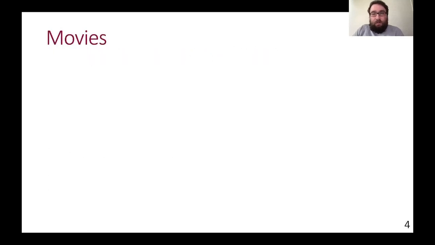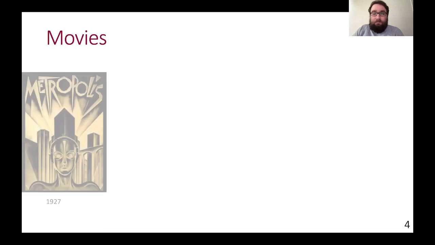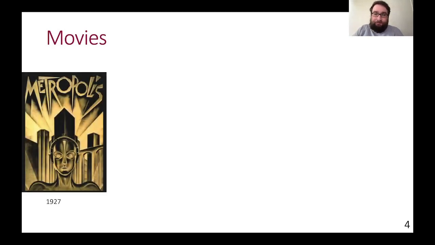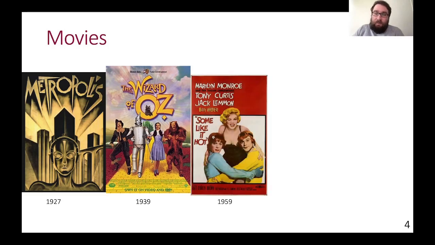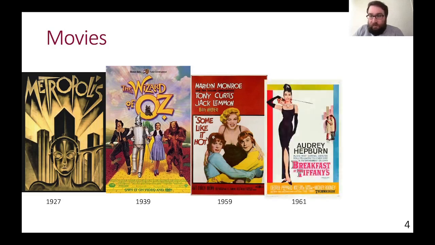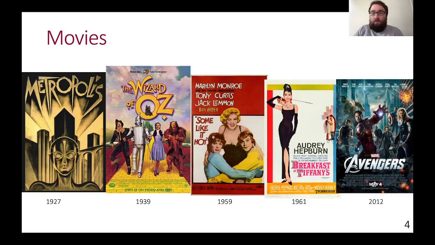Now, for the first exploratory analysis we perform here, we reduce ourselves to 5 canonical movies of different decades, genres, and also of different visual quality or aesthetics, namely Metropolis by Fritz Lang, Wizard of Oz by the director Victor Fleming, Some Like It Hot by Billy Wilder, Breakfast at Tiffany's by Blake Edwards, and the more modern 2012 blockbuster The Avengers by Joss Whedon.